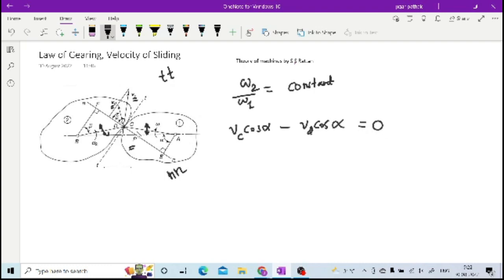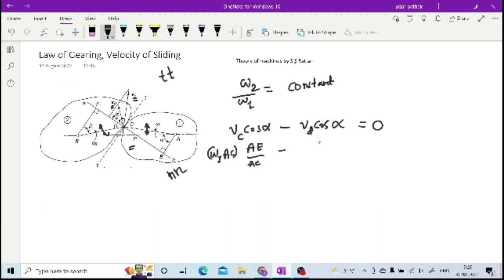So now what is VC? If you calculate VC, then this linear velocity is nothing but the rotational velocity into the distance. So VC is omega 1 into AC. Now cos alpha is nothing but AE upon AC, right? If you take this triangle ACE, then in that, cos alpha is nothing but AE upon AC.